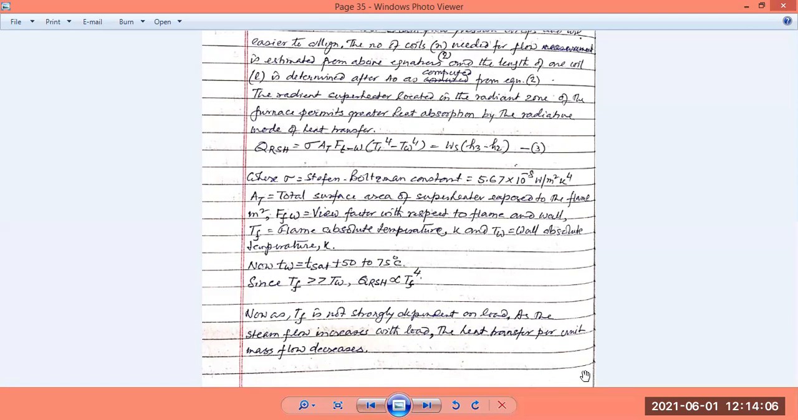The wall temperature TW is equal to the saturated water temperature of the steam plus 50 to 75 degrees. Since the flame temperature is greater than or equal to the wall temperature, QRSH is more or less proportional to TF to the power 4. And as TF is not strongly dependent on load, as the steam flow increases with load, the heat transfer per unit mass of fluid decreases.